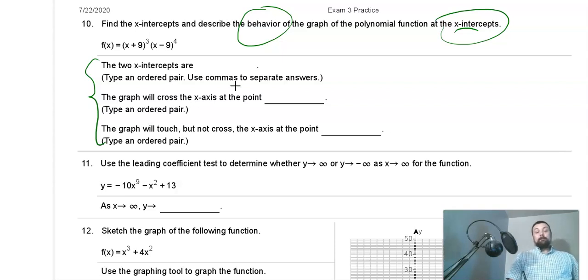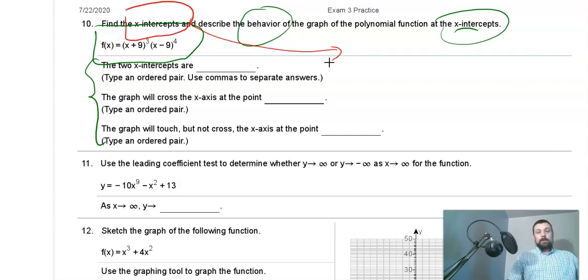So you'll have to piece it together yourself without the hints these give you here. You'll just be given this function, and you want to determine if the graph crosses or touches at the x-intercept. So find the x-intercepts, then determine whether the graph crosses or touches. To find the x-intercept, we set y equal to 0, and remember, f of x is the y variable.